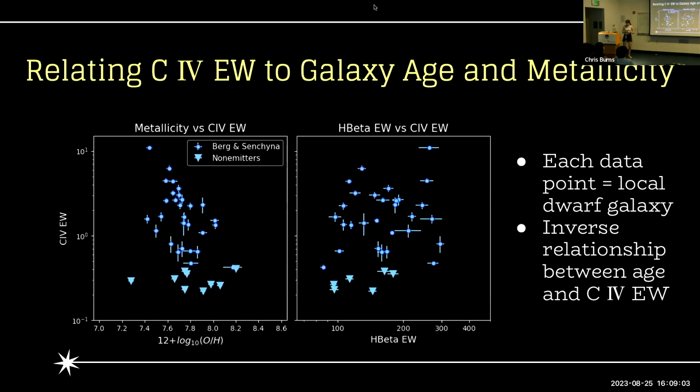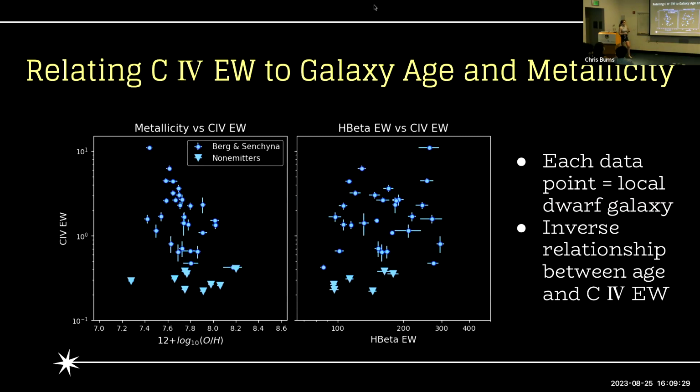All right, once I had the equivalent widths of both galaxies measured and calculated their errors, I wanted to relate those equivalent widths to the age of the galaxy and the metallicity of the galaxy. So these two graphs currently show a bunch of data from Peter and his collaborator, and each data point represents a local dwarf galaxy with relatively low metallicity.